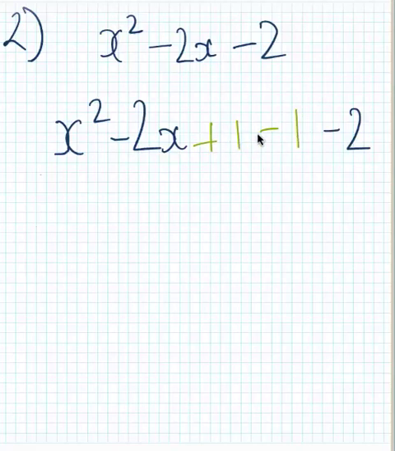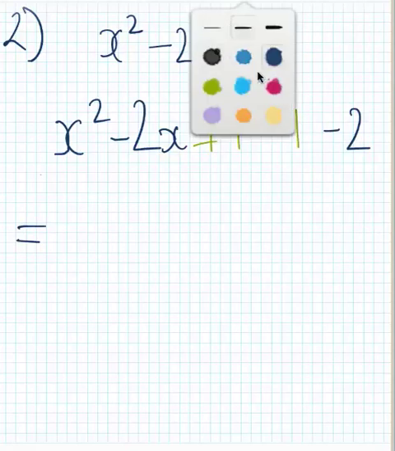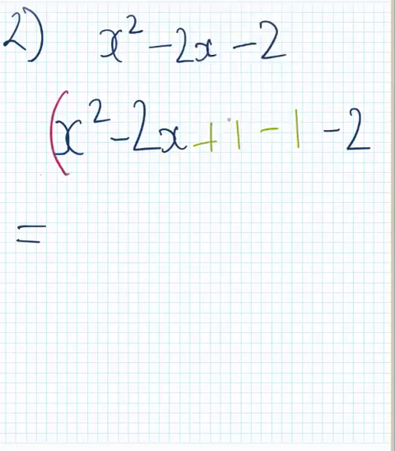So now we have to group the first 3 terms. I'll change my color. Group x squared minus 2x plus 1. And minus 1 minus 2 I can just calculate now. Minus 1 minus 2 gives me minus 3. Okay, so we've combined those. But now we have to factorize this part here, the x squared minus 2x plus 1.